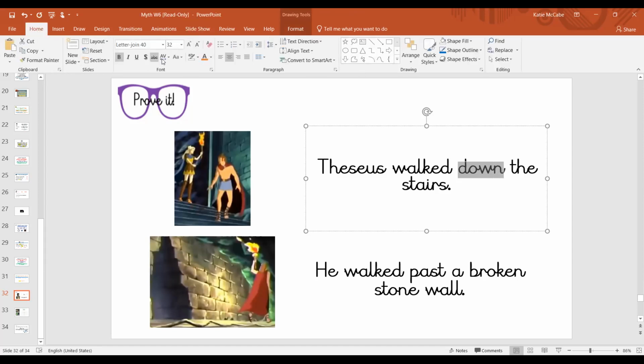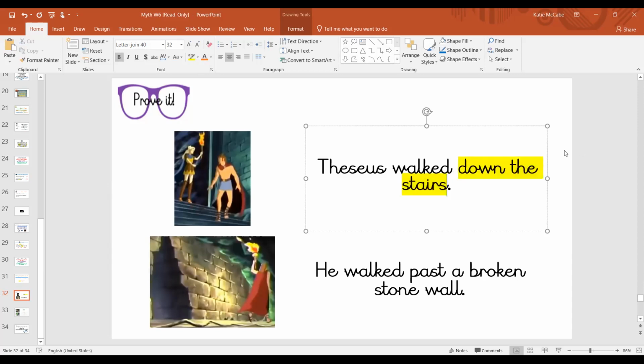So now I'm going to highlight my preposition. I haven't finished because I need to identify and highlight the prepositional phrase. A prepositional phrase is a group of words that includes my preposition. Theseus walked down. Down where? Down the stairs. Down the stairs is my whole prepositional phrase.